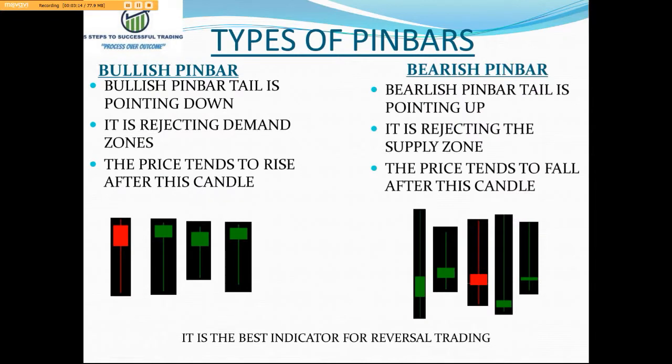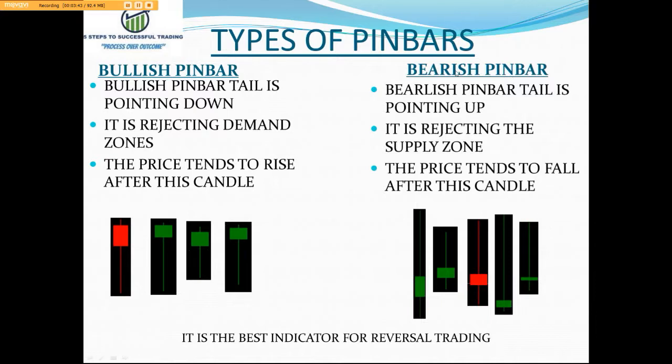Okay, now we've got the types of pin bar. We've got the bullish and the bearish. A bullish pin bar's tail is pointing down. It is rejecting demand zones. The price tends to rise after this candle. So we're only going to be taking these price action trades at demand zones.